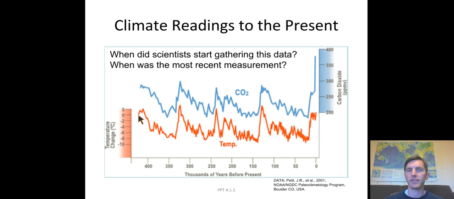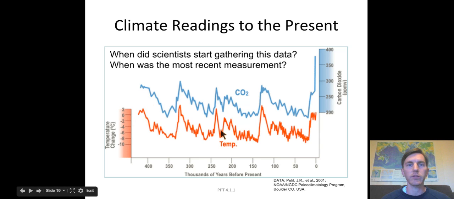Now, I know that scientists weren't around 420,000 years ago measuring these things, but I remember from learning about the ice cores that we can get stuff from 420,000 years ago from the ice cores. So connecting this to what I know about ice cores, I'm guessing that the measurements for this graph come from that ice core data that I learned about before. So I know the first measurements come from 420,000 years ago.